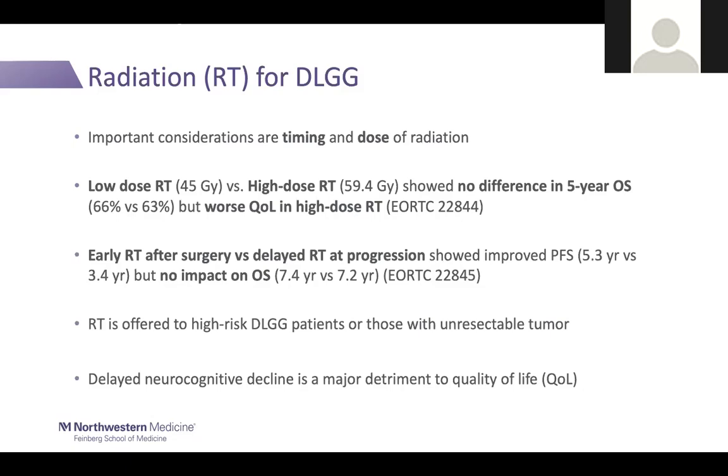As I mentioned, we offer radiation to everyone who has tumors that cannot be completely removed, because we tend to believe those will probably come back sooner. Delayed neurocognition issues are a major problem that can develop after radiation. So this is why it's really important to study what's probably the best way to deliver radiation, the modalities and the dosing, to minimize effects on neurocognitive function and quality of life.